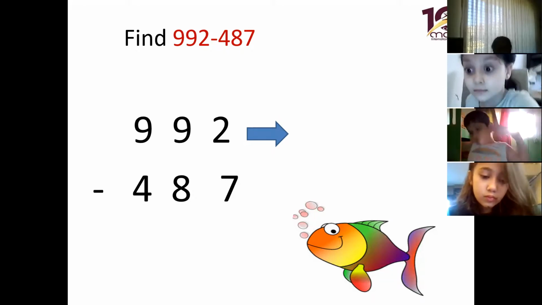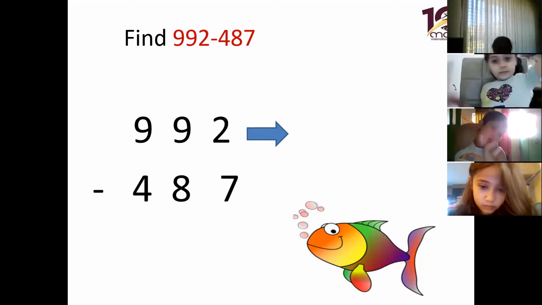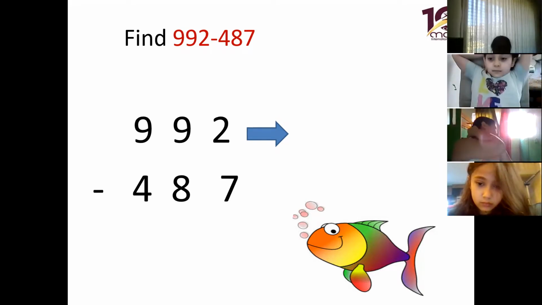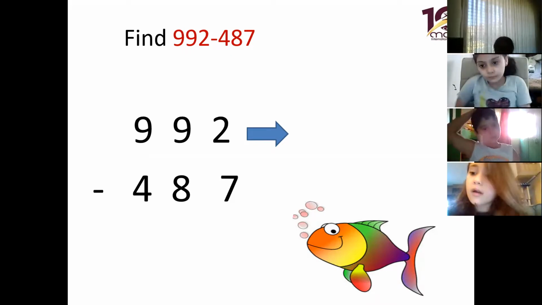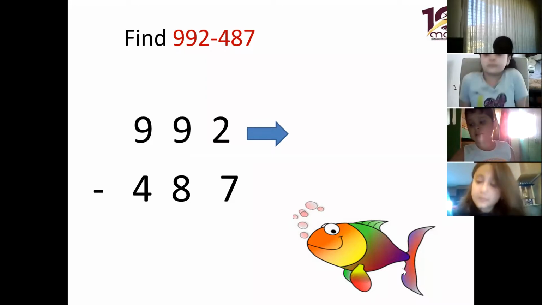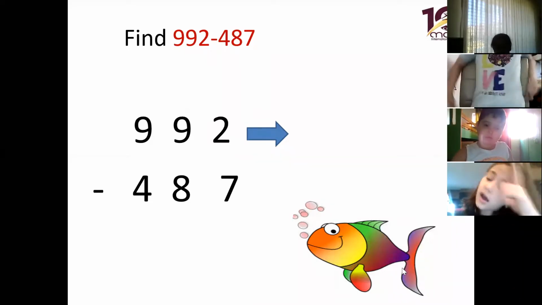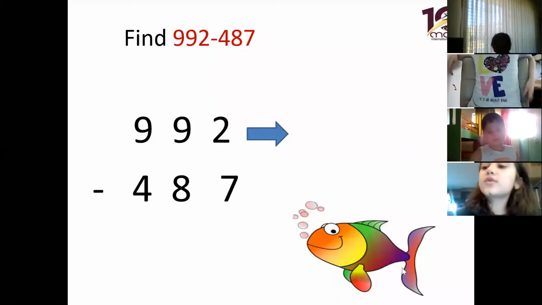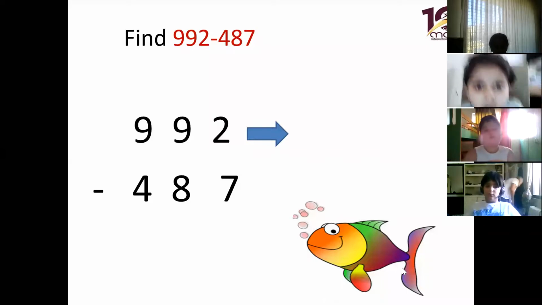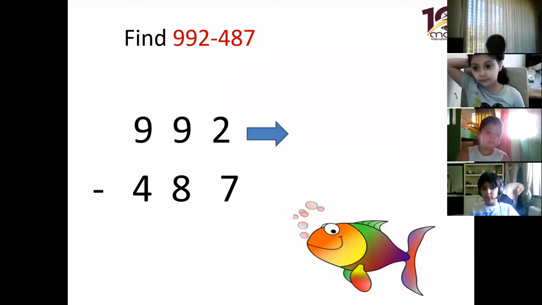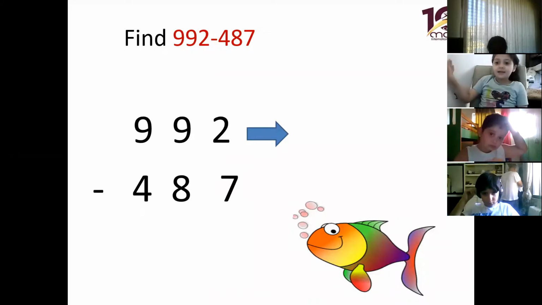Yalla, anybody? Yalla ya Lamar. What are the ones here? The ones are 2 minus 7. Excellent, ya Lamar. Now, when I want to subtract 2 minus 7, what should I ask myself?